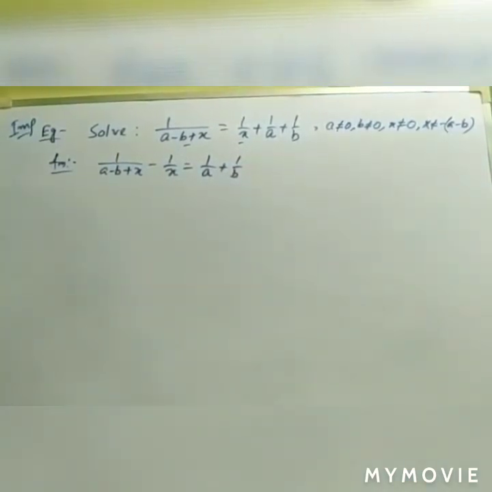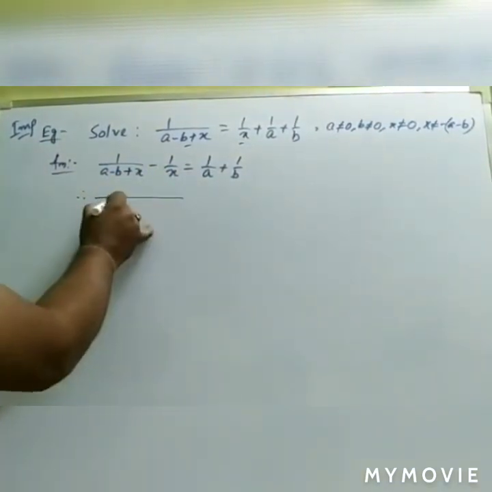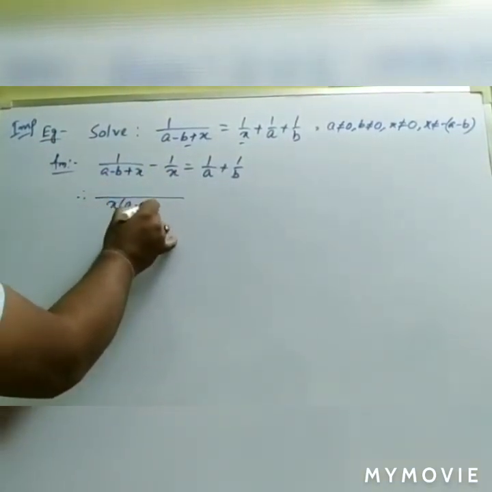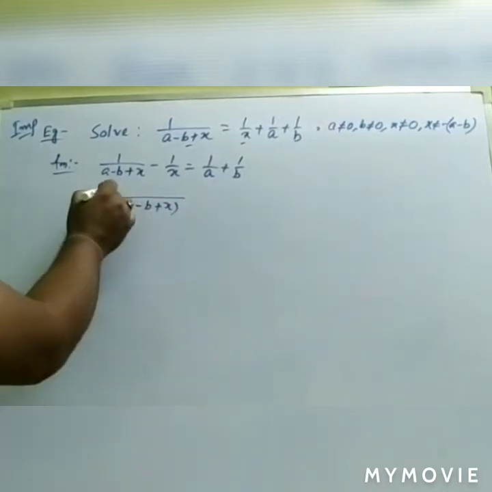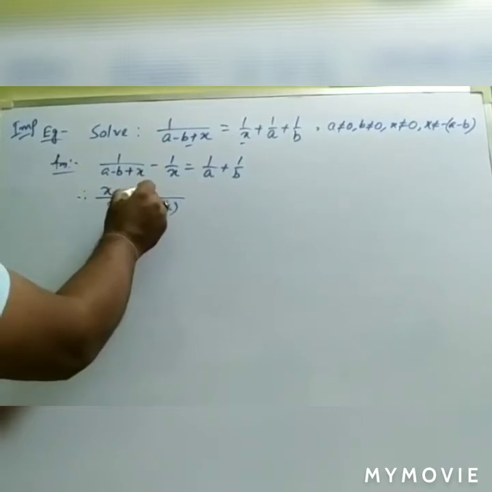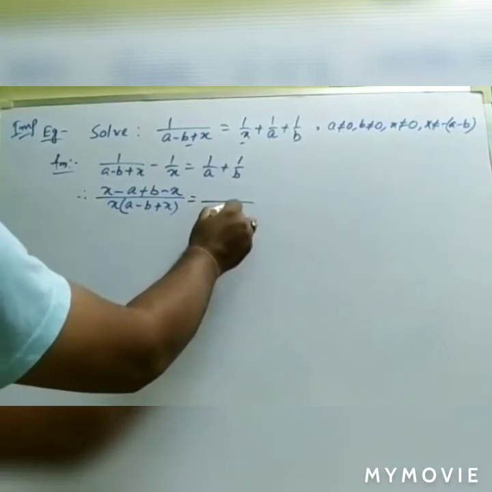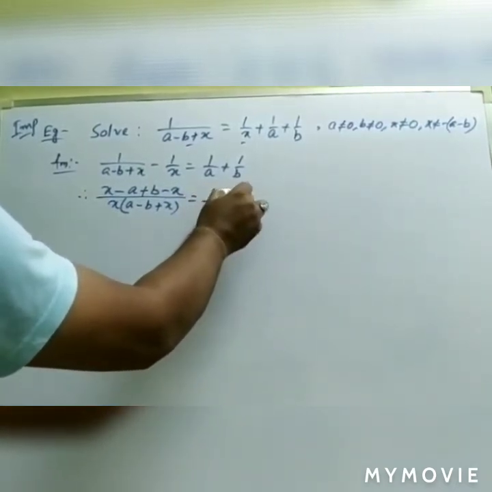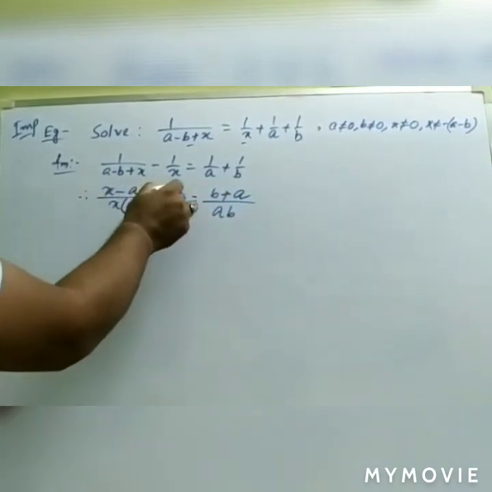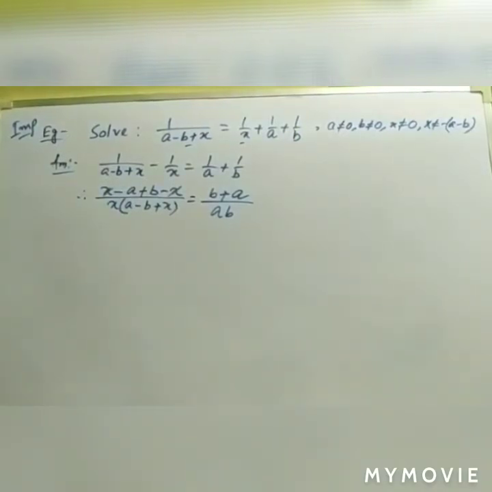Now we can take the LCM of it. The LCM of these two is the product, that means the product of the denominators. So x minus (a minus b plus x), where this part moves with a negative sign, that is minus a plus b, then minus x, equals, here is the product, that is ab, and it will become b plus a. You can see x and x are cancelled. So here you can see that minus a plus b is here.